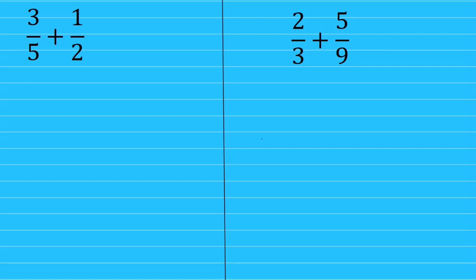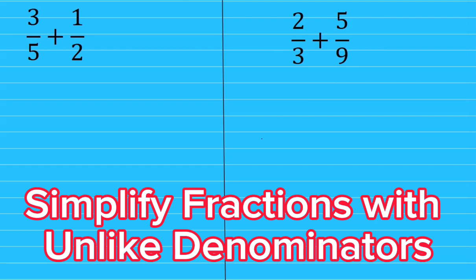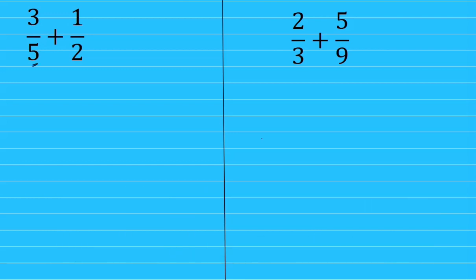So let's see how to add fractions with different or unlike denominators. We have two examples we want to look at. Let's take the first one here. When you take a look at the denominators, they are not the same. Here is 5 and this one too is 2.